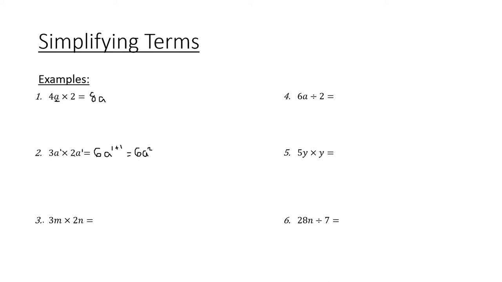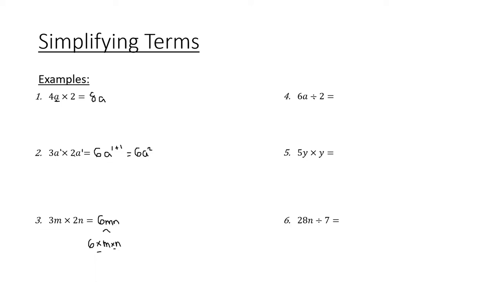Question 3, we've got 3m times 2n. Multiplying our integers gives us 6, and then m and n are not the same, so we just multiply them to our number. This is the same as writing 6 times m times n, but in algebra, we don't write our times, we just stick them together like that.